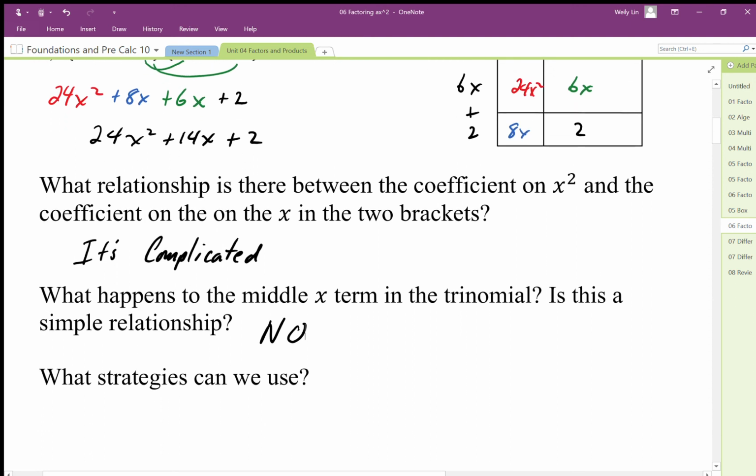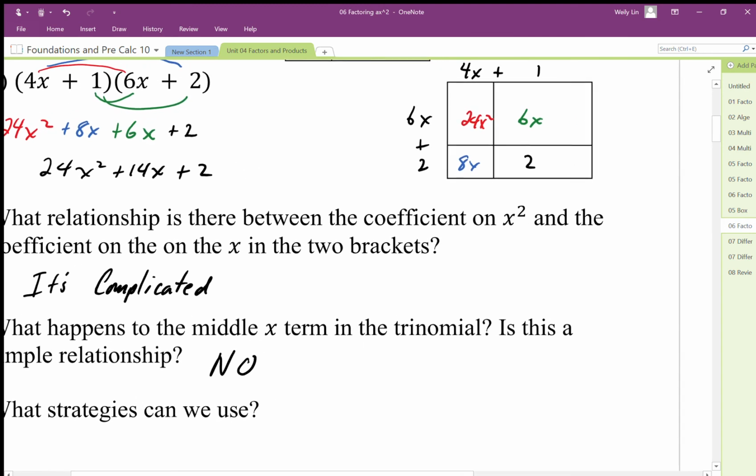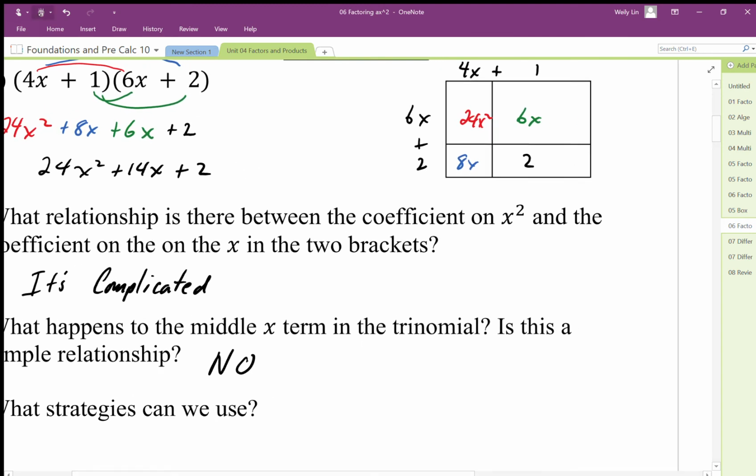Okay, so what strategies can we use? Well, we're going to use that property that I showed you before. It's the diagonal product property, this 24 times 2. This is going to give us 48x squared. And along the other diagonal, 8x times 6x. Well, if we multiply those two together, 6 times 8 is 48, x times x is x squared. That diagonal product this way is equal to the diagonal product this way.